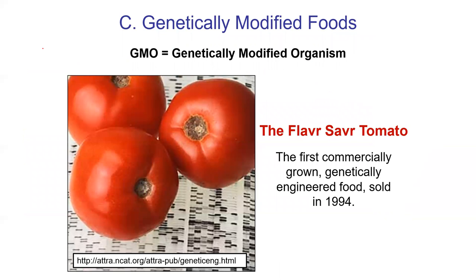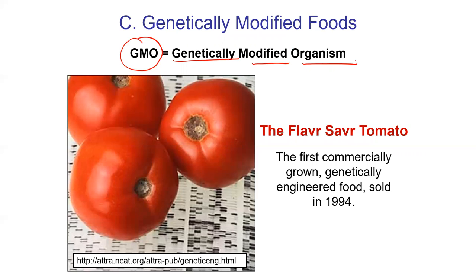So let's talk about genetically modified foods. Often genetically modified foods are called GMOs. GMO actually stands for genetically modified organism. But usually when people talk about them, they are talking about foods. And tons and tons of examples here. I have a handful I want to share with you. And I'll share with you which ones are actually on the market.